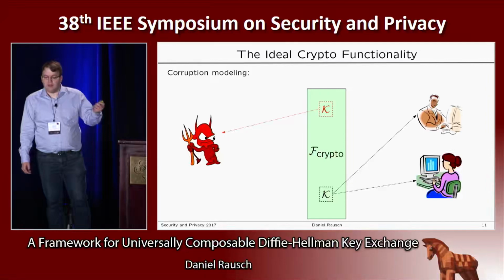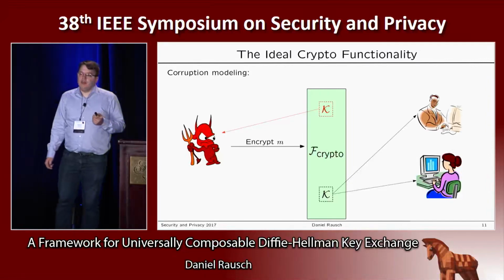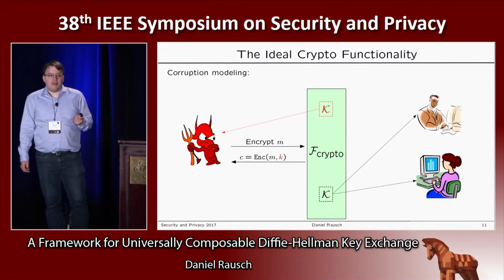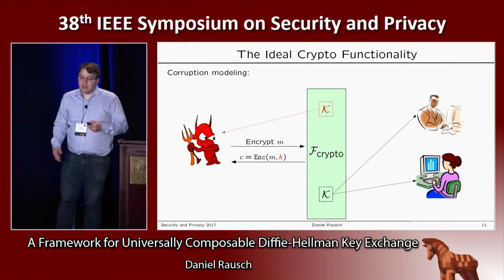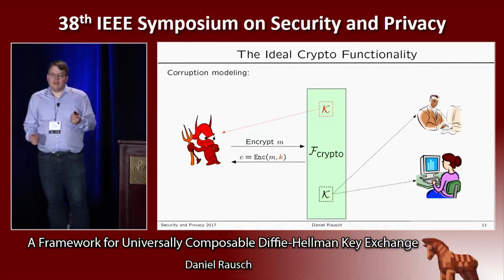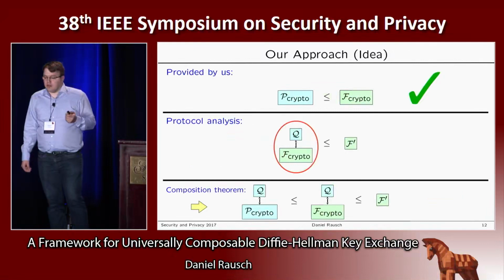So say, for example, someone wants to encrypt a message with a corrupted key. In this case, Fcrypto just directly outputs the actual encryption, just as the implementation Pcrypto would do. Again, this is just an example. The same holds also for all of the other primitives supported by Fcrypto. This concludes our brief look at the API of Fcrypto.